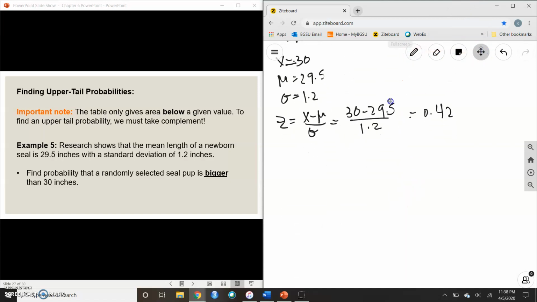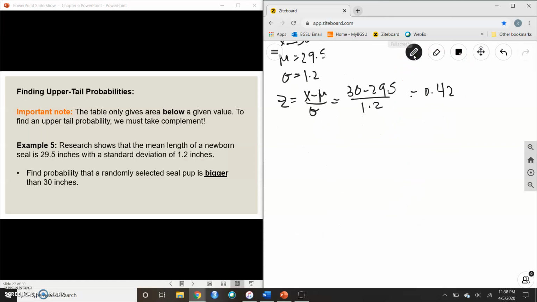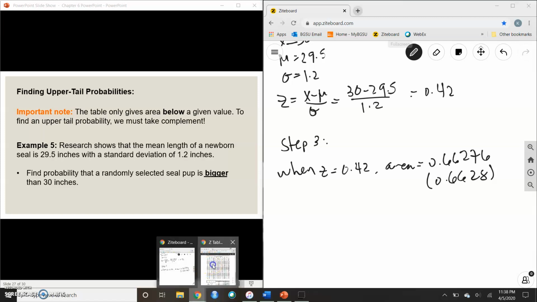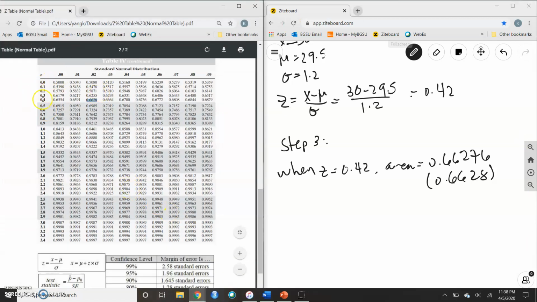So with a z-score of 0.42, step 3: when z is equal to 0.42, our area is going to be equal to 0.66276, or 0.6628. Let me just double check that very quickly with my table. So a z-score of 0.42, yep, is 0.6628.